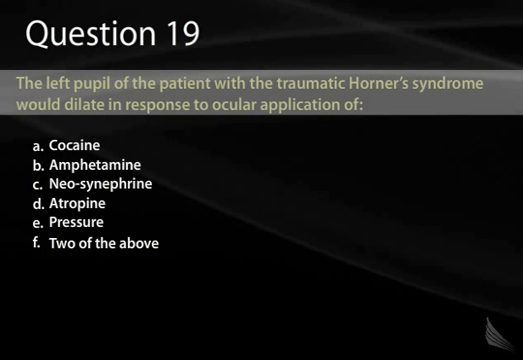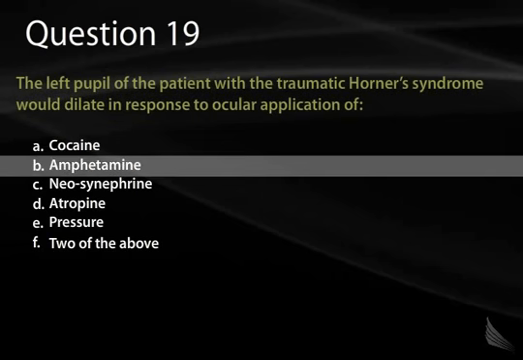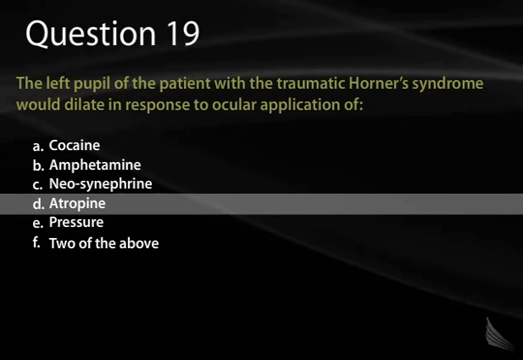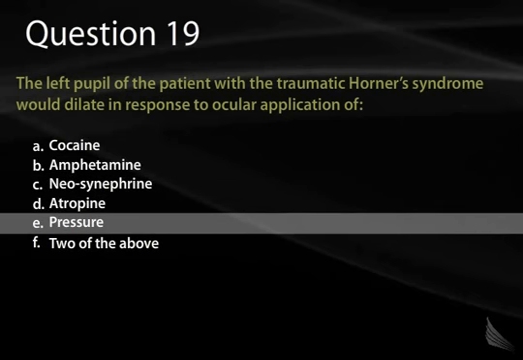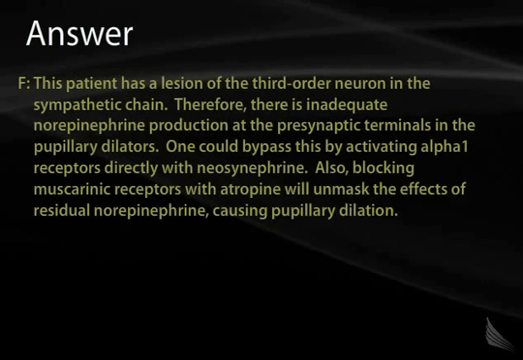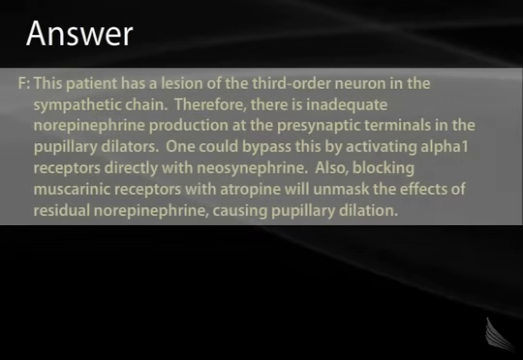So question: the left pupil of the patient with the traumatic Horner syndrome, which was described earlier, would dilate in response to the ocular application of cocaine, amphetamine, neosynephrine, atropine, pressure, or two of the above. So the correct answer is actually two of the above. It would open to neosynephrine. Neosynephrine is the brand name for phenylephrine. This is an alpha-1 agonist. It's going to directly activate those receptors.